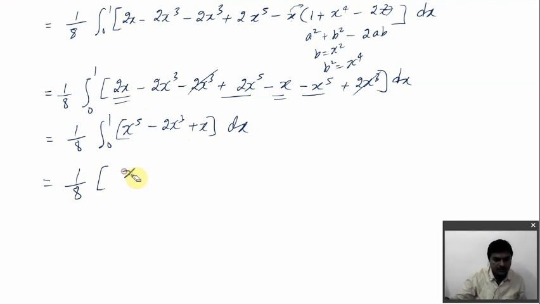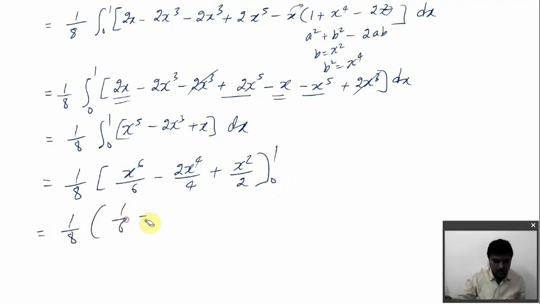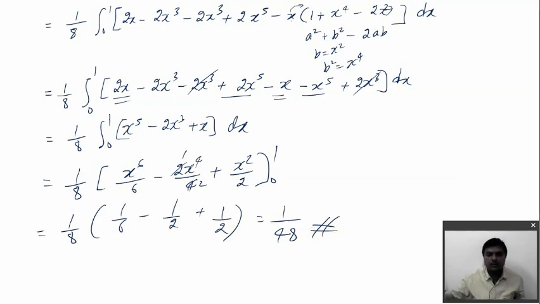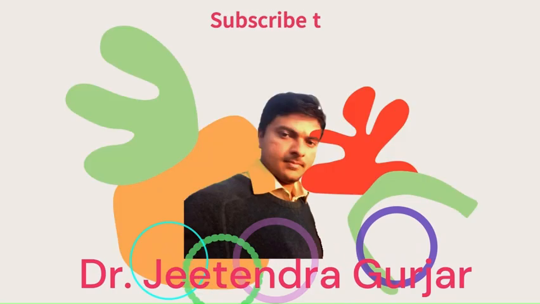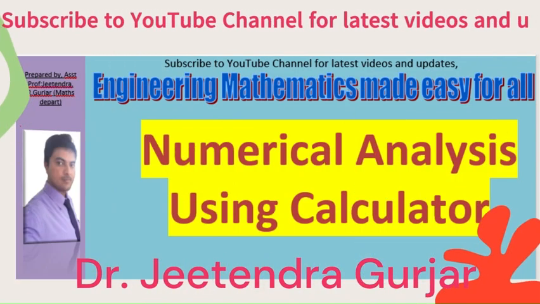So this is equal to 1 upon 8. Now integrate students quickly. x raised to 6 upon 6 minus 2x raised to 4 divided by 4 plus x square divided by 2, the integral 0 to 1. Substitute in the calculator students. You will get 1 upon 8 times 1 upon 6 minus 1 upon 2 plus 1 upon 2. The answer you should get is 1 divided by 48. So this is how we have to simplify the problem. Yes students, quickly take down the next example.